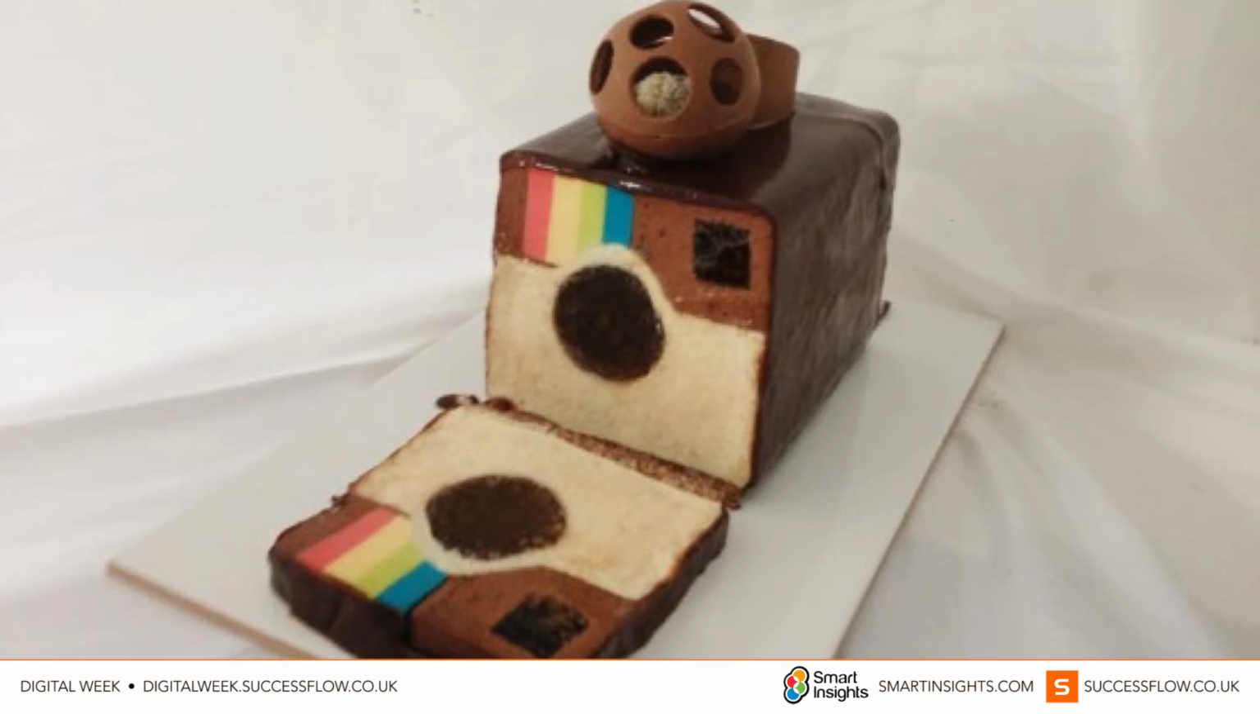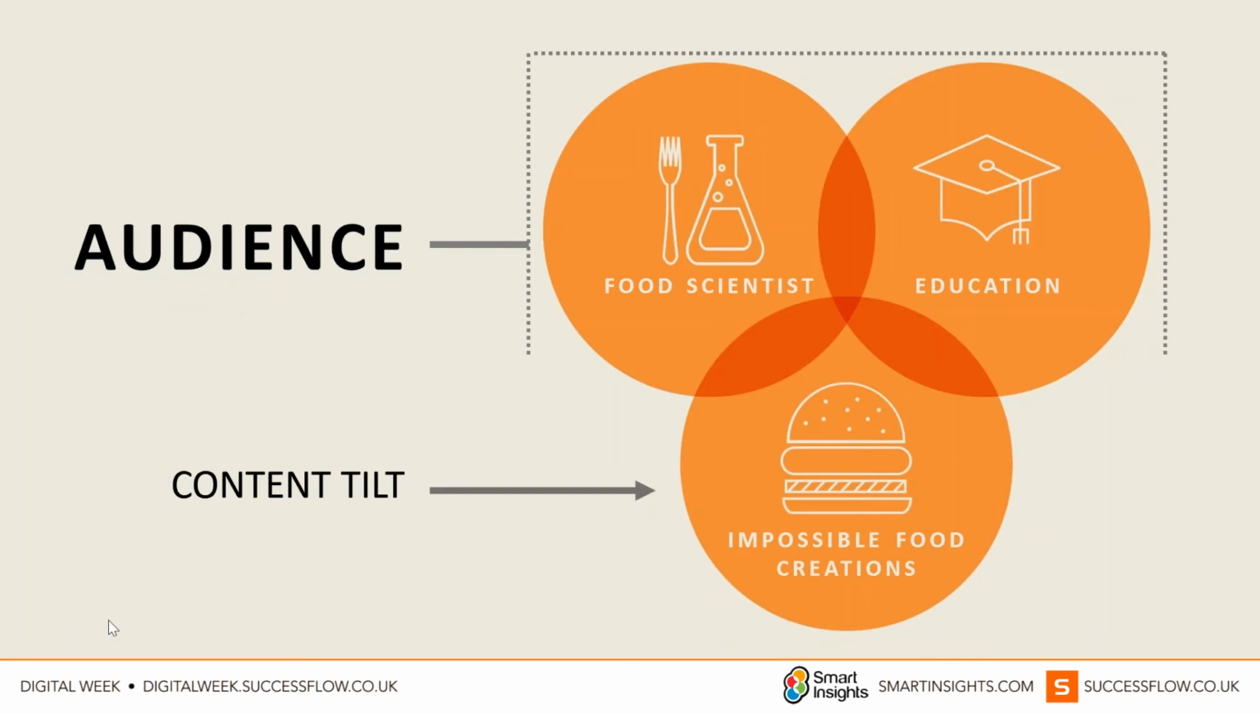So if you think about the types of things that she's creating content around, yes, she has her sweet spot. She's passionate about education. She's a qualified dietitian or food scientist, but it's the content tilt that makes all the difference. And she's focusing on impossible food creations. So every time somebody sees a piece of her content, she wants them to think, wow, that's impossible. How did Anne do that? So that's how she's telling her differentiated story. And that's why it's so critical to figure out what your different story is.